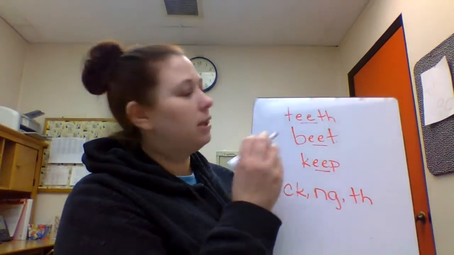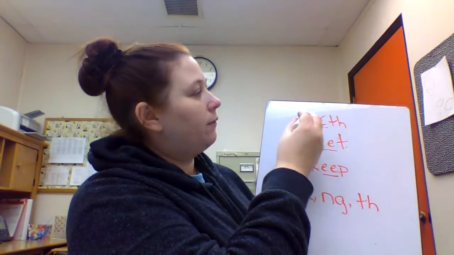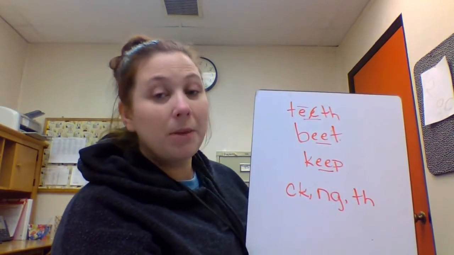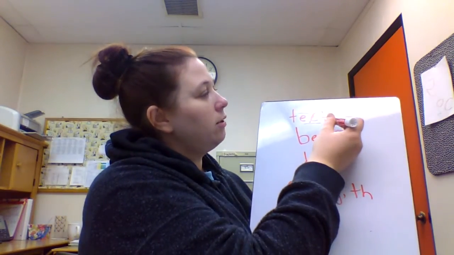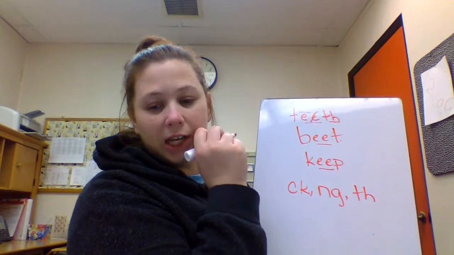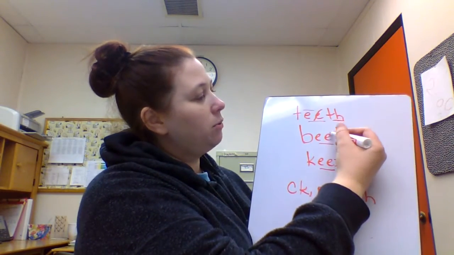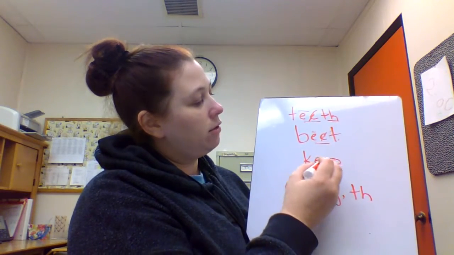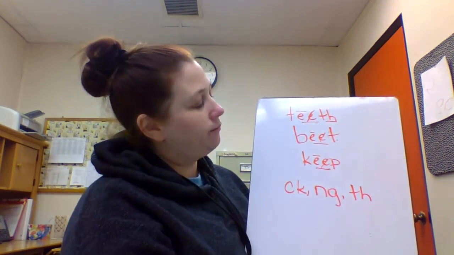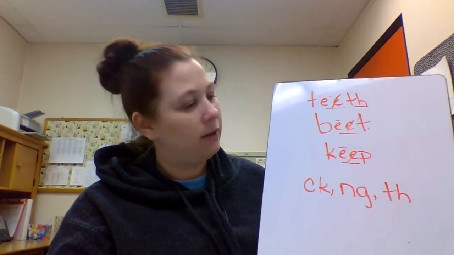All right, let's keep coding these words. So when we code the EE digraph, we cross off the second E and the first E gets a macron because it makes the long vowel sound and long vowels get a macron. And then here we could underline our TH digraph that we already know. Again, here on beat, we're just going to cross off that E and put a macron. And again here, cross off that E and put a macron. All right, so that is how you would code that.